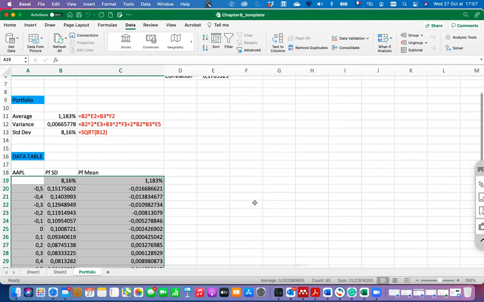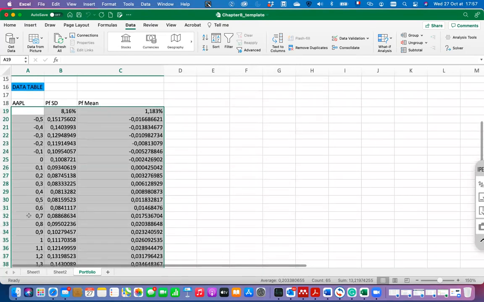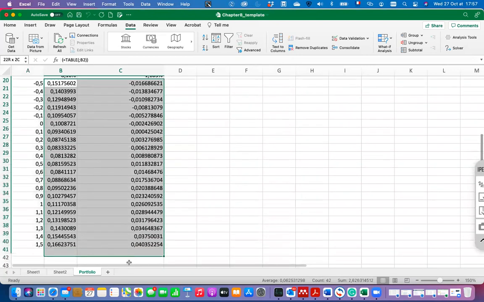Automatically Excel will update the results for the standard deviation and the average return for the portfolio for each one of these possible proportions invested in Apple. And transform these into percentage, for example.